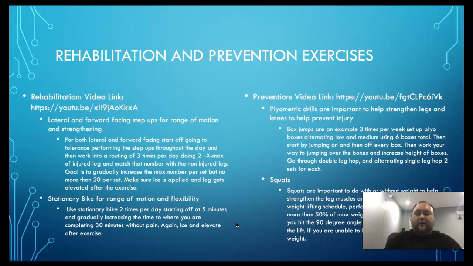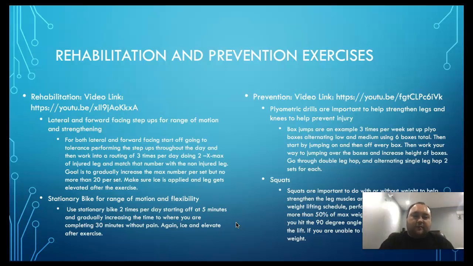Another good rehabilitation exercise is a stationary bike. Use a stationary bike 2 times per day, starting off at 5 minutes if you can get there. If not, slowly work up to 5 minutes. You want to gradually increase your time to where you're completing about 30 minutes without pain. Again, ice and elevate after your exercise.